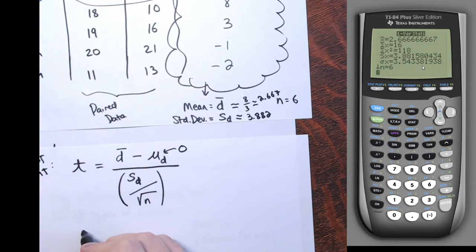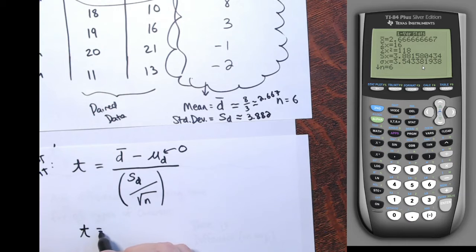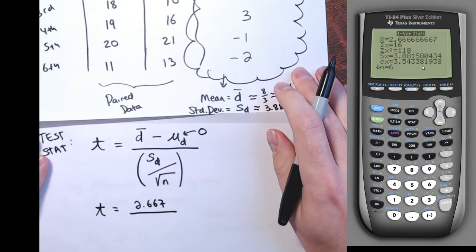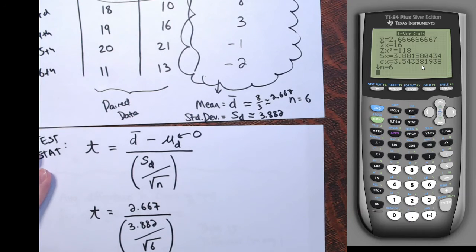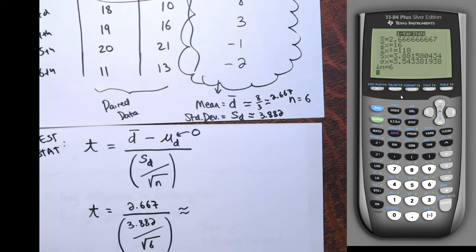So the test statistic for our d bar for this sample is 2.667, the average of those differences, divided by the standard deviation, about 3.882, divided by the square root of 6. There were 6 values in that sample. Let's see what I get. Now, you can enter these values here. I'm going to show you that you can just use these values that came up.